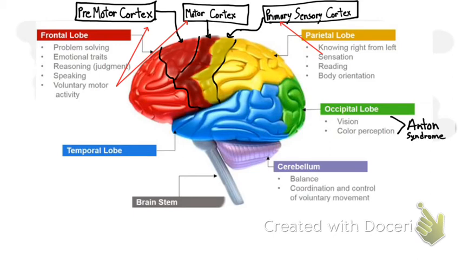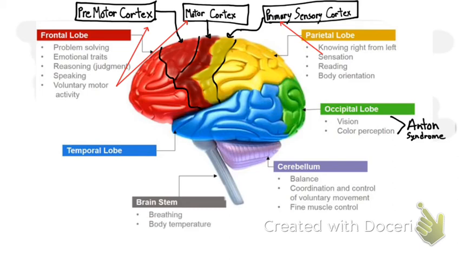Cerebellum is responsible for balance, coordination and control of voluntary movement, and fine muscle control. So your cerebellum and your premotor cortex and motor cortex work hand in hand. Motor cortex says we ought to fire that muscle. Cerebellum sort of does the fine tuning and coordinates the firing of that muscle.